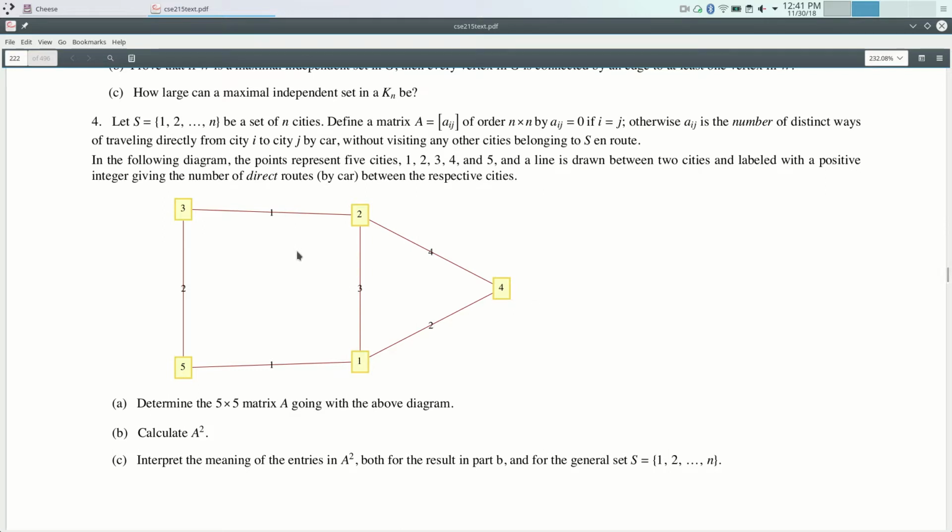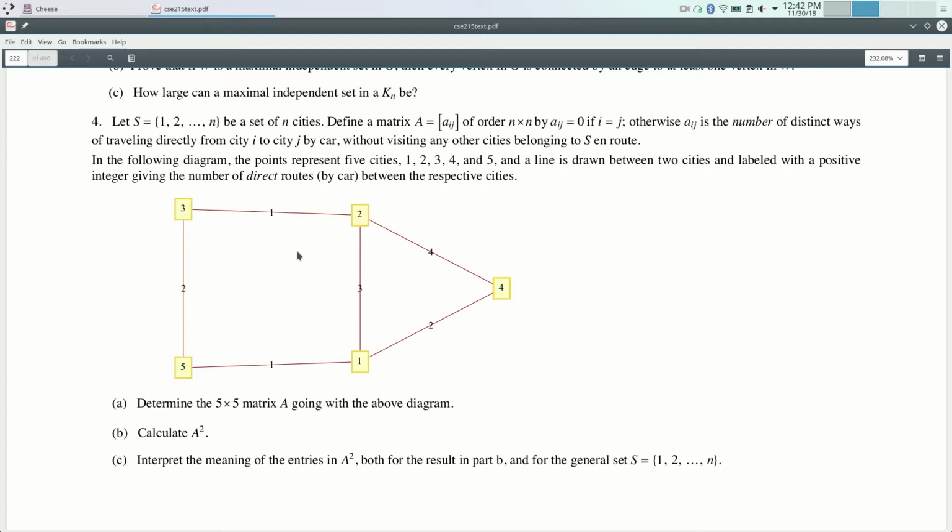All right, so that question, there's your graph. For example, there's one direct route between cities 2 and 3 on the top. There's 2 direct routes between 3 and 5 on that left vertical edge, and so on. So the matrix they want you to fill in is basically just showing the number of direct routes between 2 cities. So the diagonal is 0, right? So they're defining the number of direct routes from a city to itself is 0.